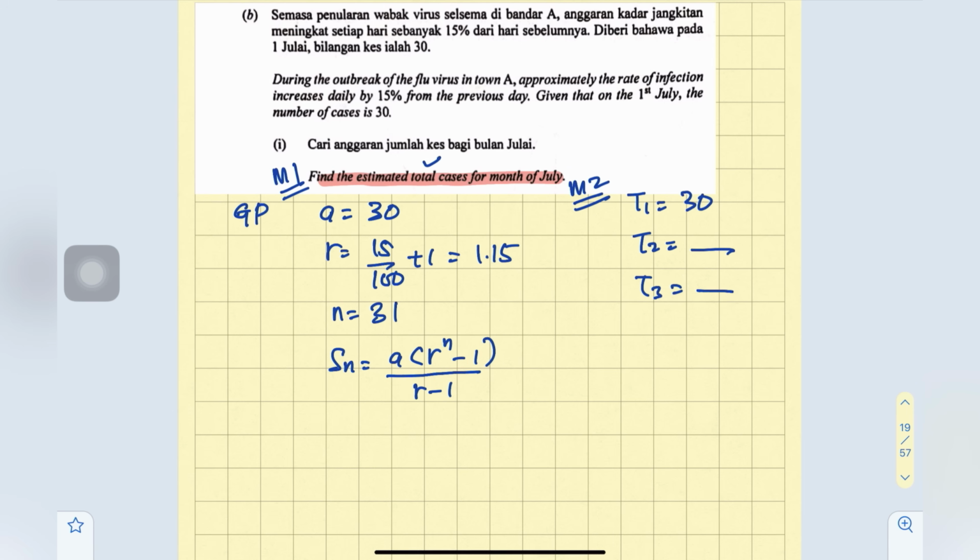Okay, so we just substitute 31, because there are 31 days in July. So A is 30, R is 1.15, N is 31, minus 1 over 1.15 minus 1. Later we will get 15,028. Since these are cases, we round off to an integer. So this is the answer.